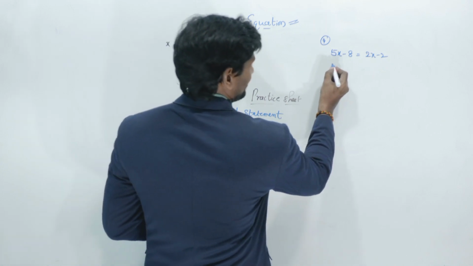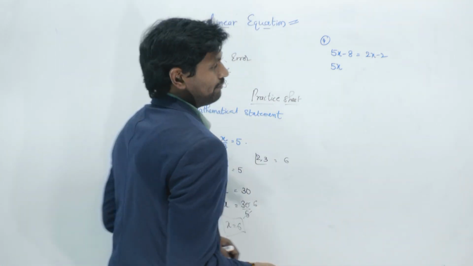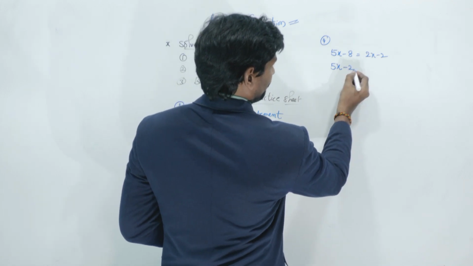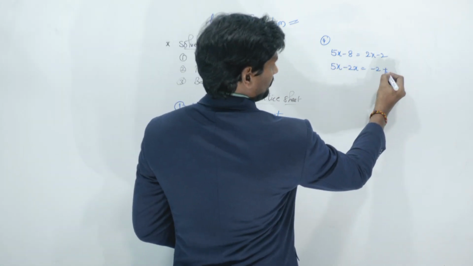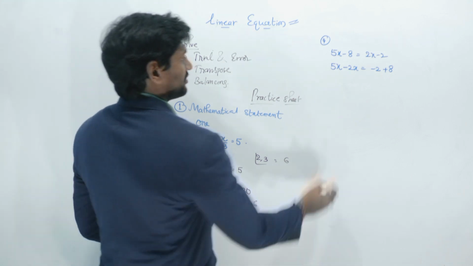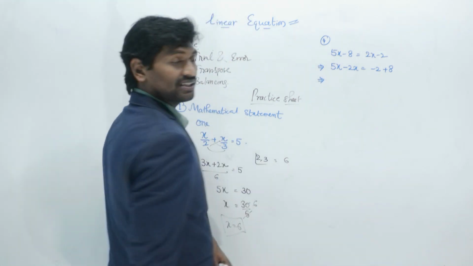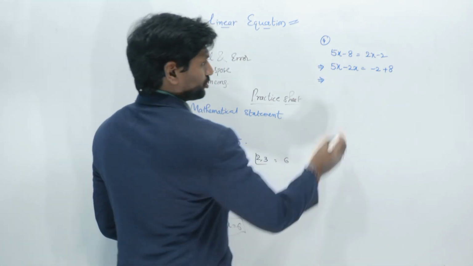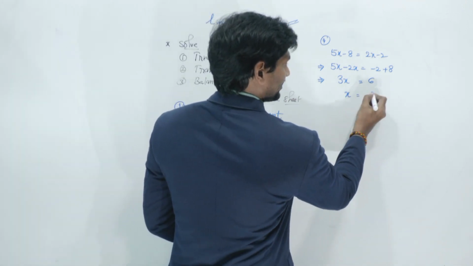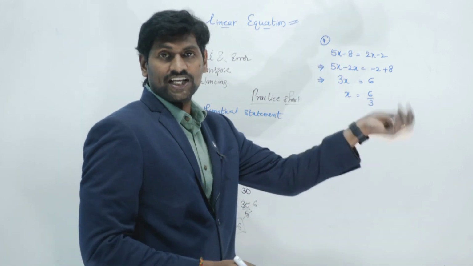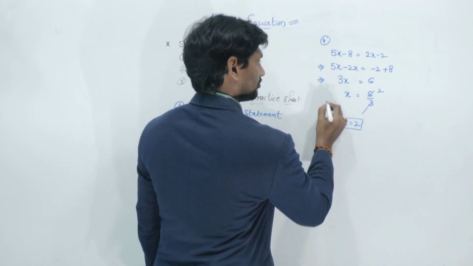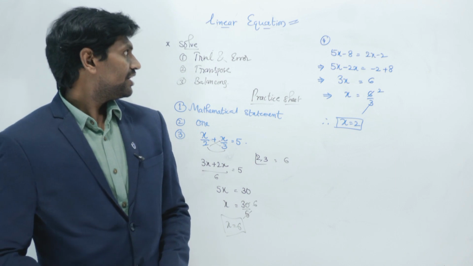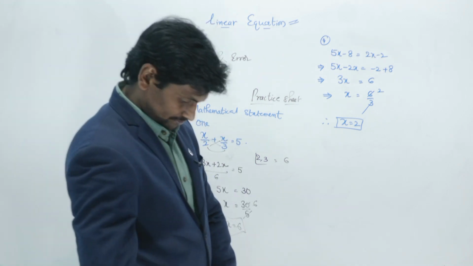Now I can see 5x is bigger than 2x, so I am bringing the smaller one to this side: plus 2x becomes minus 2x. Minus 8 transposed becomes plus 8. So 5x minus 2x is 3x equals 8 minus 2, and 8 minus 2 is 6. Now x equals 6 by 3, because 3 multiplies, so when you transpose it divides. 3 times 2 is 6, so the x value is 2. Please check this one. We'll go to the next problem.